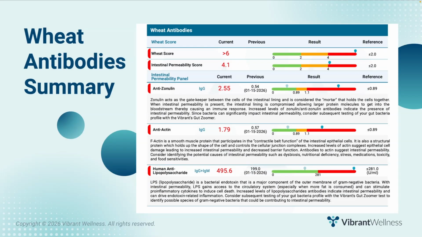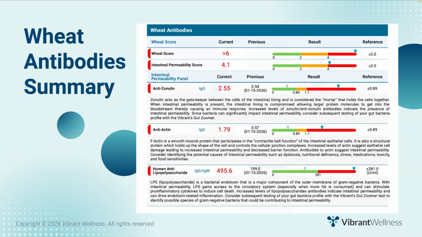The summary shows the elevated and moderately elevated results along with interpretive comments. In this example, the patient has elevated antibodies to zonulin, actin, and lipopolysaccharide. Zonulin acts as the gatekeeper between cells of the intestinal lining and is considered the mortar that holds the cells together. When intestinal permeability is present, the intestinal lining allows larger protein molecules to get into the bloodstream, thereby causing an immune response. Increased levels of zonulin and anti-zonulin antibodies indicate the presence of intestinal permeability.